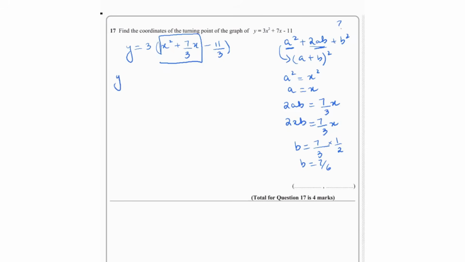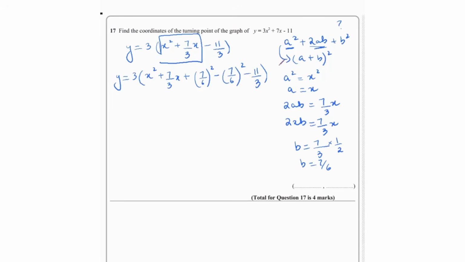So we'll write this as y equals 3 bracket x squared plus 7 over 3x plus 7 over 6 whole squared. Our b value is 7 over 6, so we write b squared, so 7 over 6 squared. Now we write minus 7 over 6 whole squared as well. Why are we writing minus 7 over 6 whole squared?